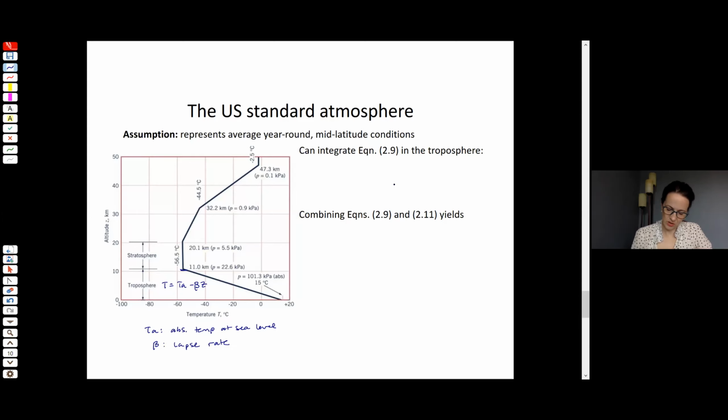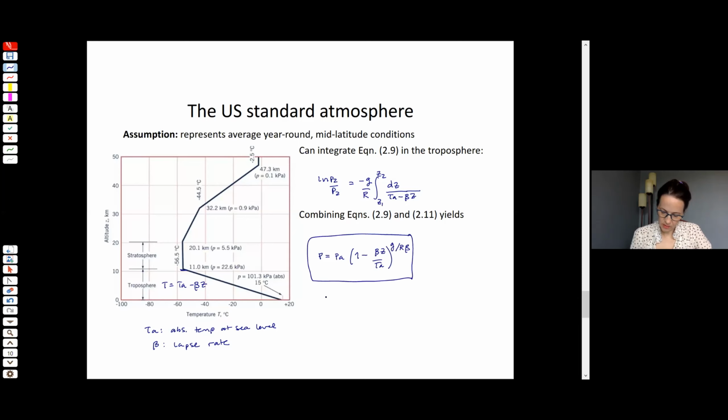And if we integrate that, we get P is equal to P_A times (1 minus beta z over T_A) to the g over R beta power. So this is equation 2.12. P_A is absolute pressure at sea level. So this is the equation for pressure in the troposphere, so the layer nearest to the Earth.